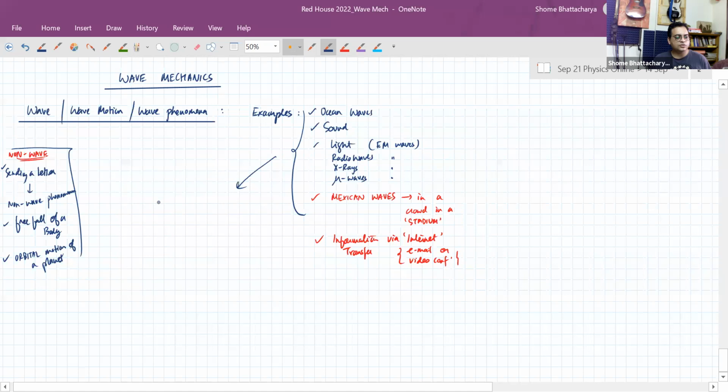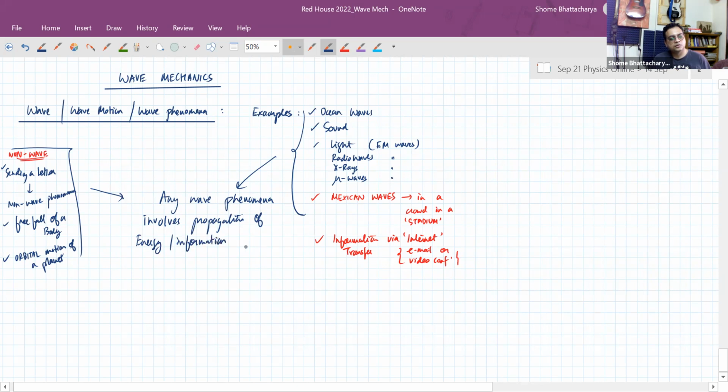So what you'll see is different about this with respect to this is that any wave phenomenon involves propagation of energy or information. You can call it a signal or whatever also if it's in the electrical domain. Without physical propagation of particles.